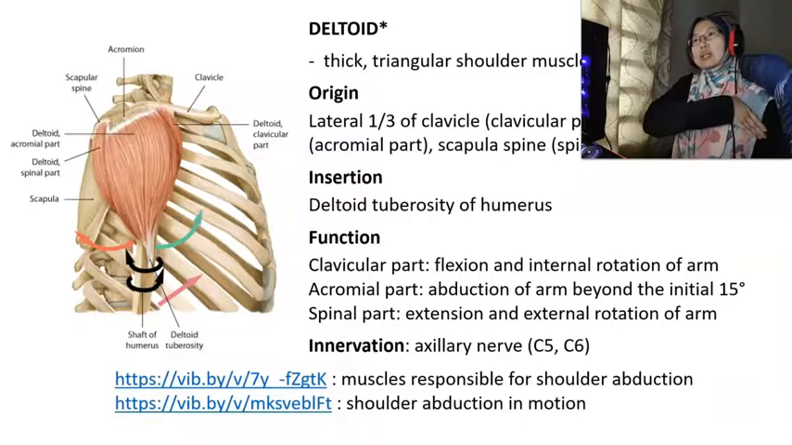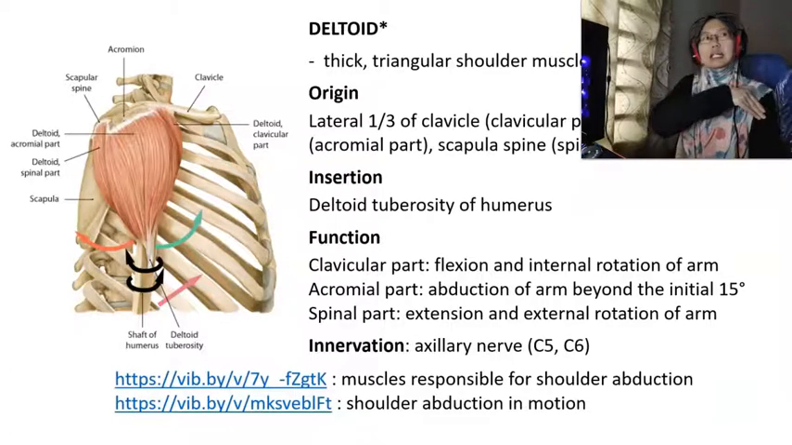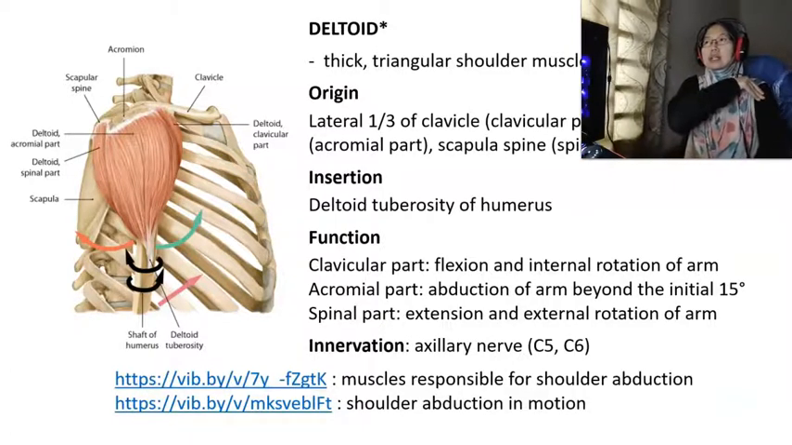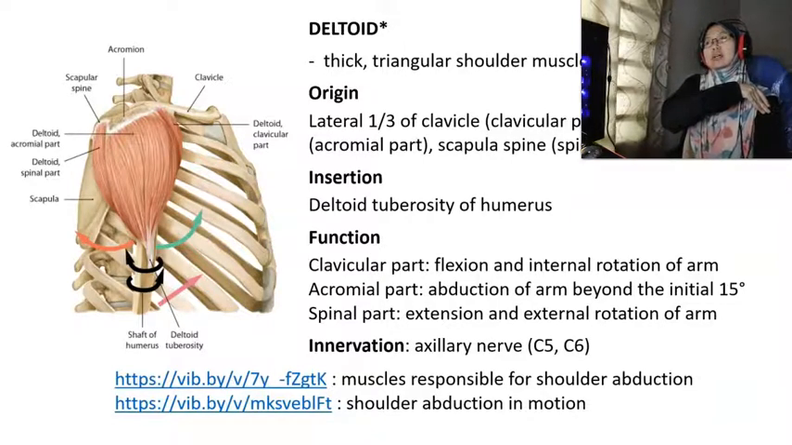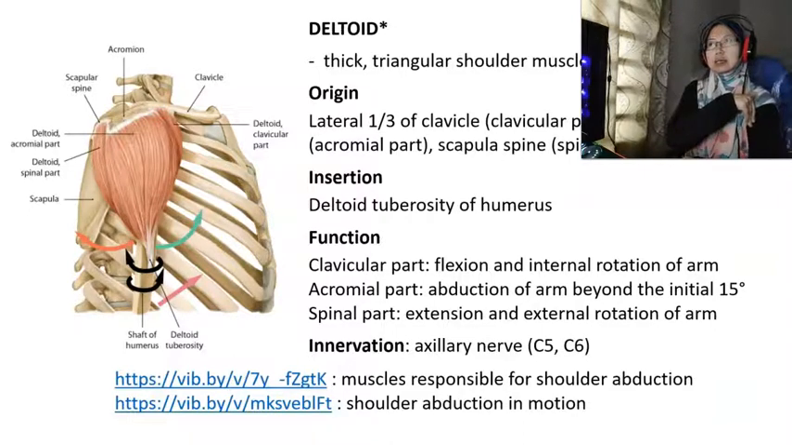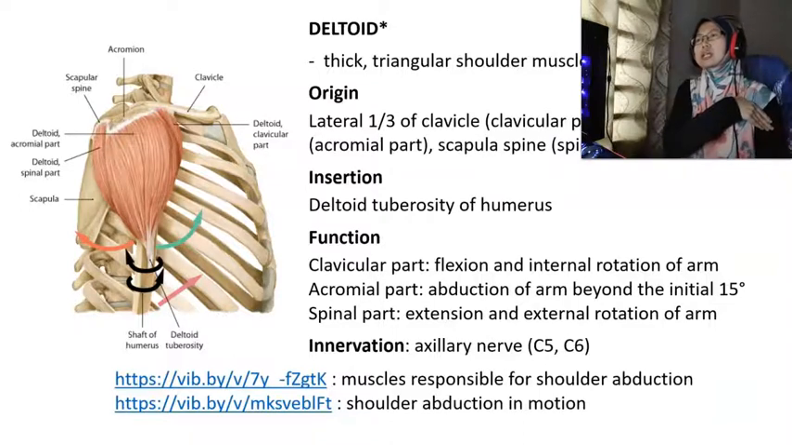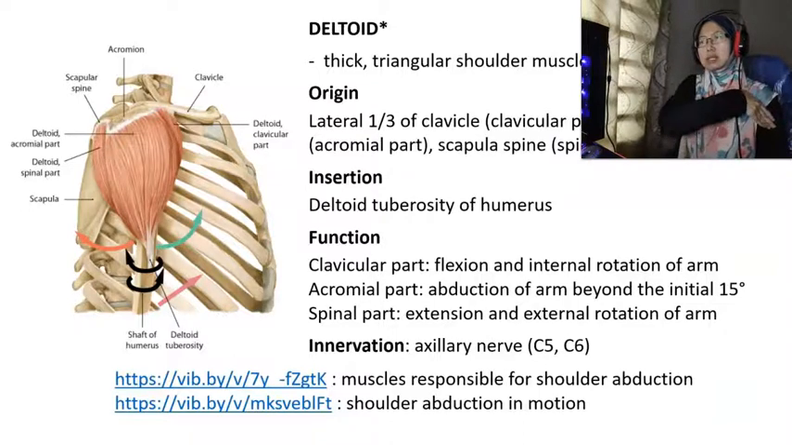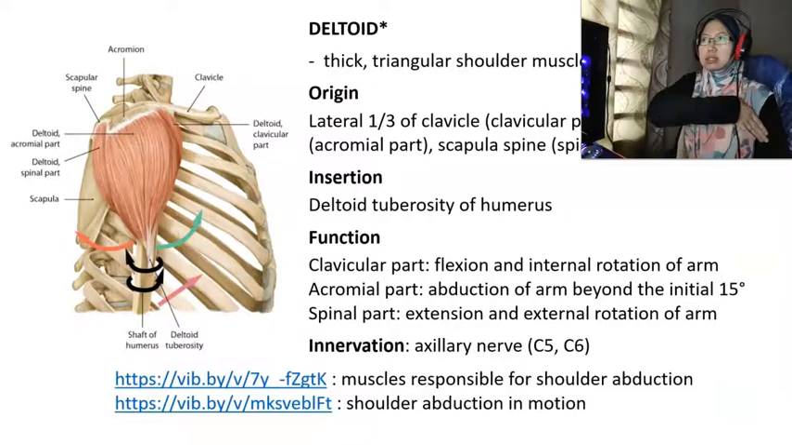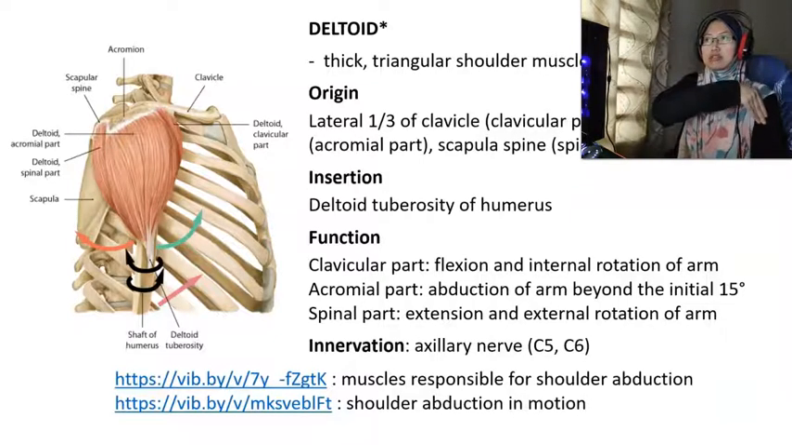So when it contracts, it produces flexion of your upper limb, flexion of your arm, and it can internally rotate. You can say medially or internally rotate your arm. Okay, clavicular part: flex the arm, and also internally rotate the arm.